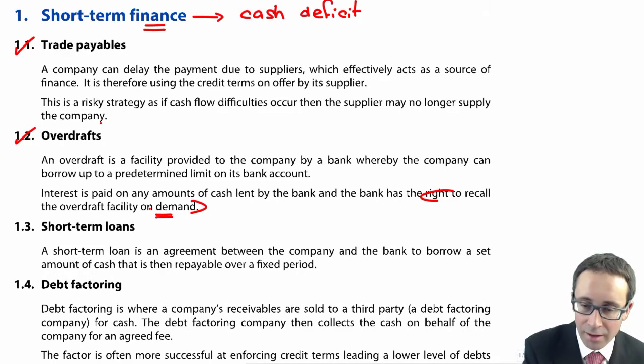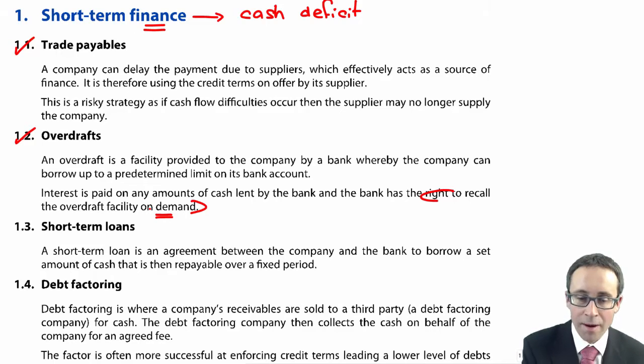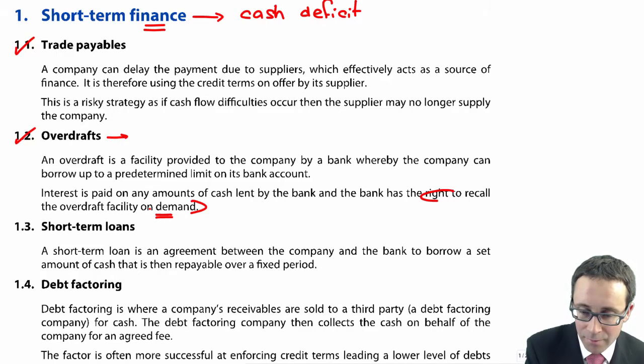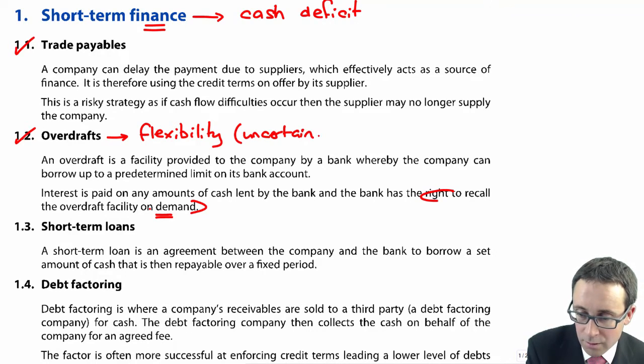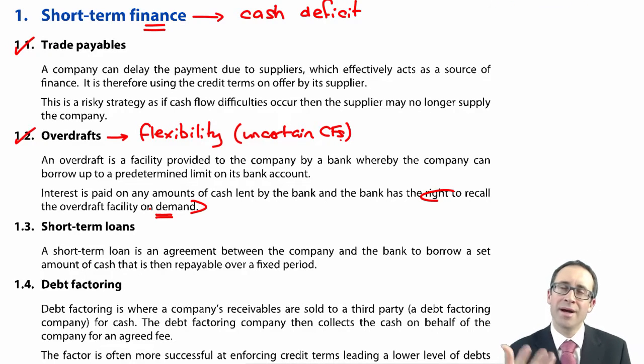So I would only think carefully there about your overdrafts. The best thing about them is that it allows you flexibility, whereby if you have uncertain cash flows, I would think about an overdraft, because yes, the bank can request repayment on demand, but the likelihood of that, you would hope, is pretty slim.